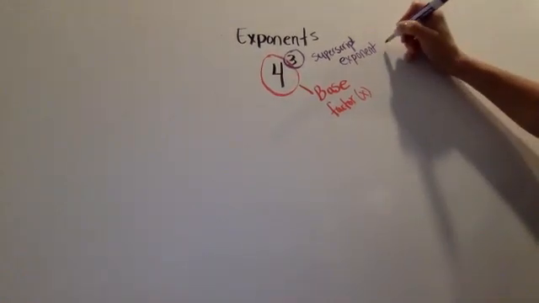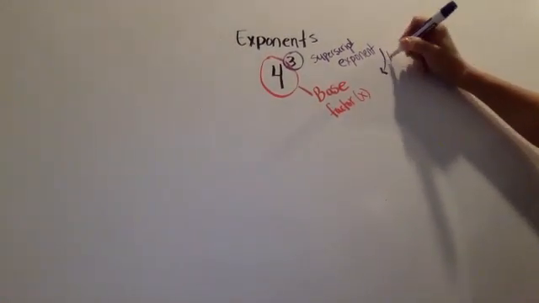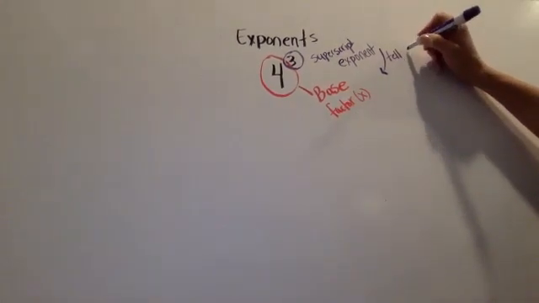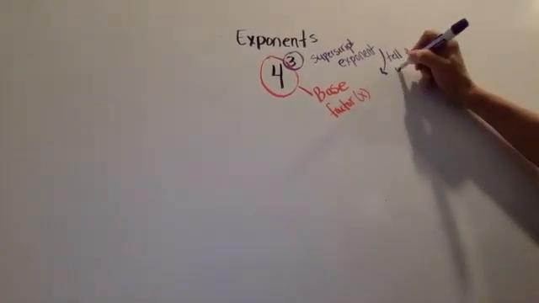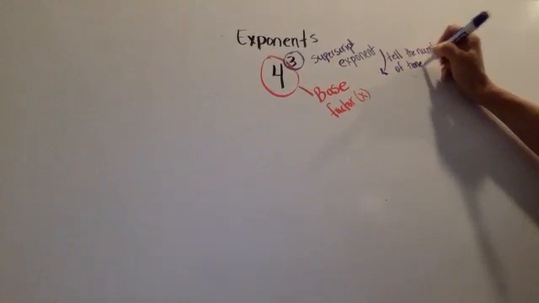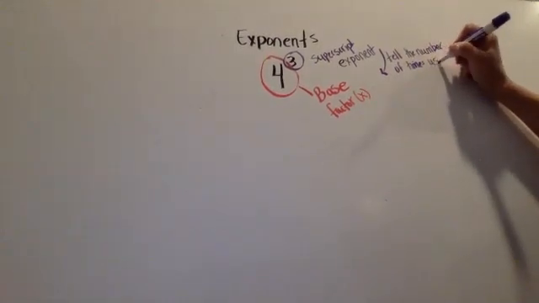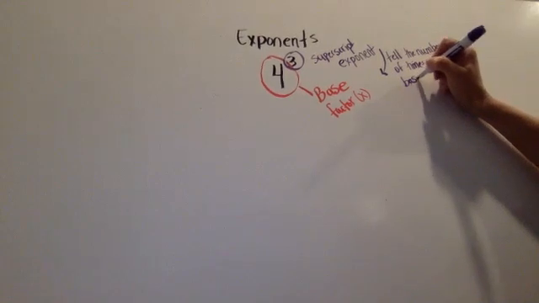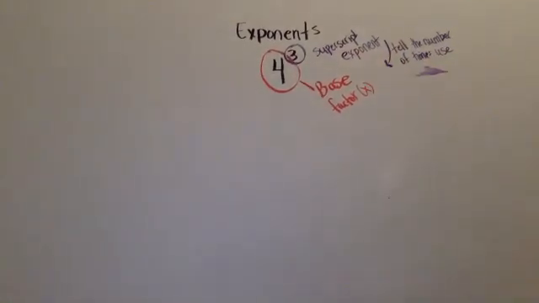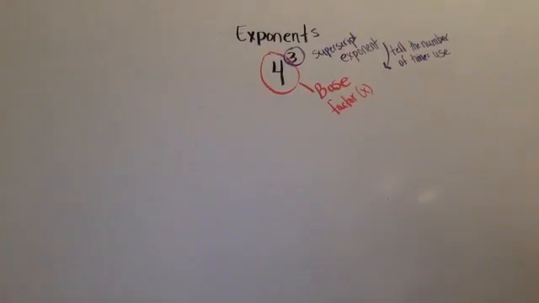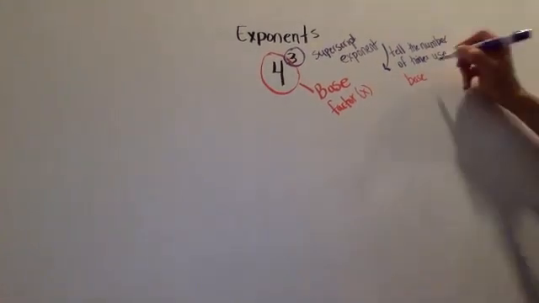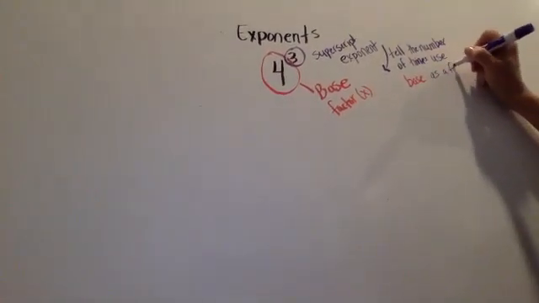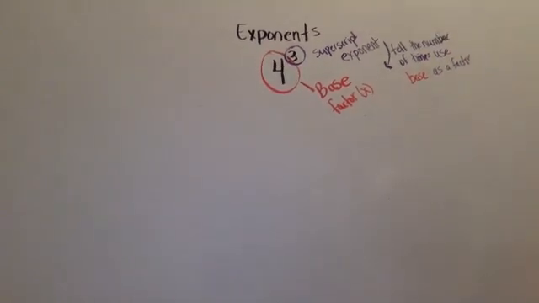And it tells us how many times we're going to use the base. It tells the number of times we're going to use the base as a factor. I'm going to change that word base to red because I want you to be thinking about it as that number there. The base as a factor. It's shorthand, a way of showing something in shorthand.